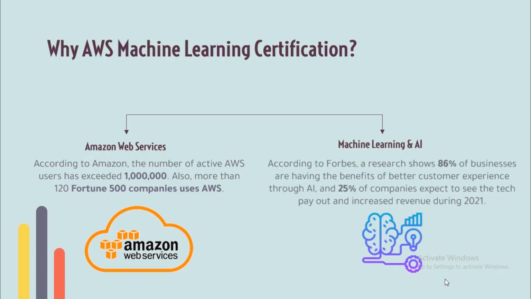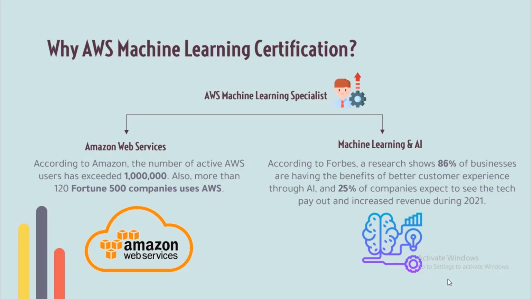Now coming to machine learning and artificial intelligence, according to Forbes, research shows that 86% of businesses are gaining the benefit of better customer experience through AI, and 25% of companies expect to see a tech payout as well as increased revenue during 2021 by using machine learning and artificial intelligence. From this, we can understand that a lot of companies are using AWS, machine learning, or both, and this drives the demand for professionals who have knowledge of AWS services, how to use them, as well as developing and deploying AI and ML based applications using AWS services.